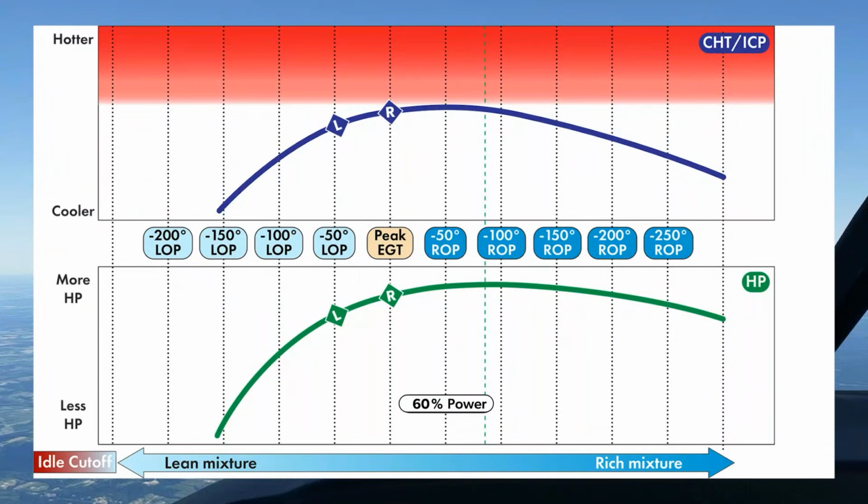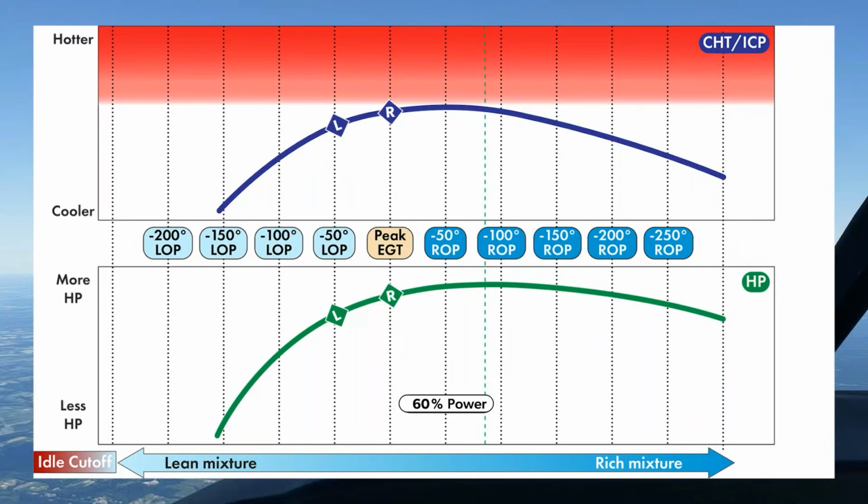And the leanest practical mixture, the one that we get by using this technique in that plane, lands us with the richest cylinder right at about peak EGT. The leanest cylinder is about 50 degrees lean of peak, and the rest falls somewhere in between. You might be surprised, this being an old school technique, that the end result is lean of peak. It was this lean of peak operation.